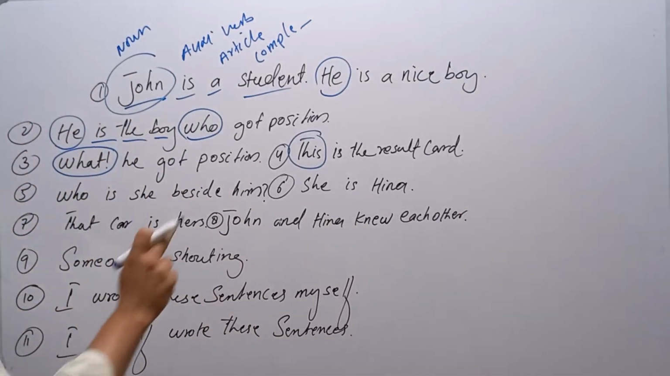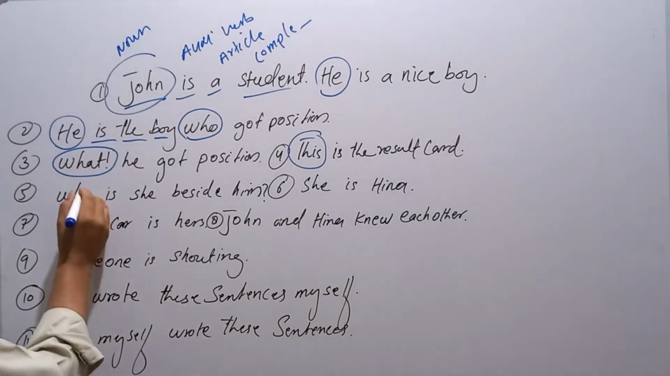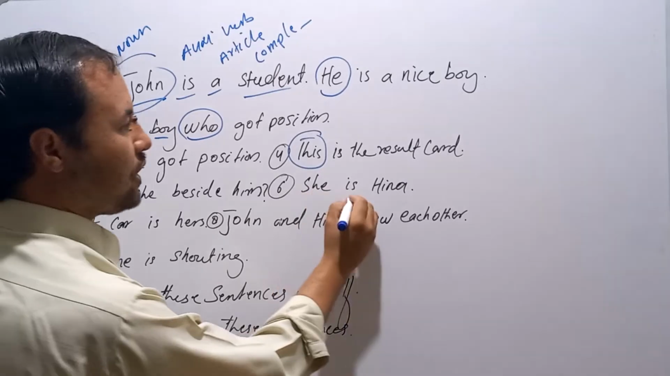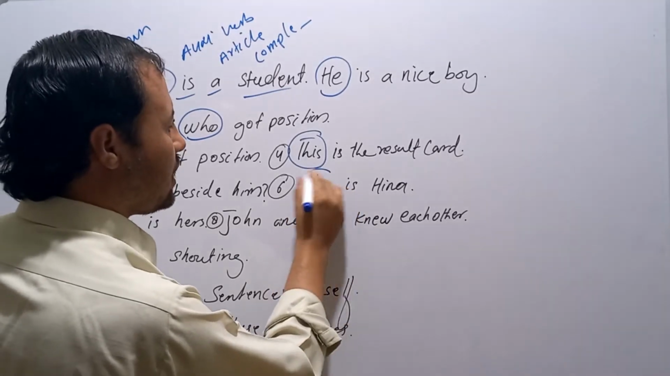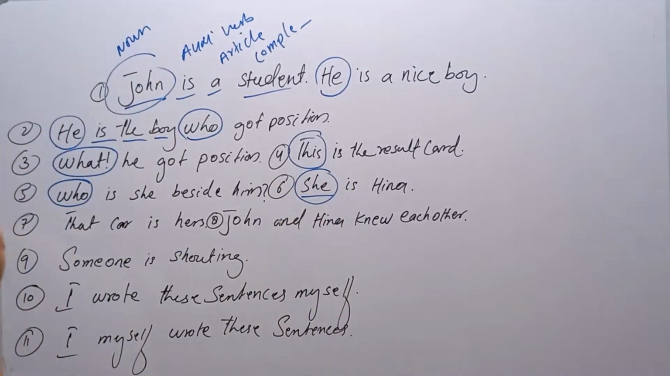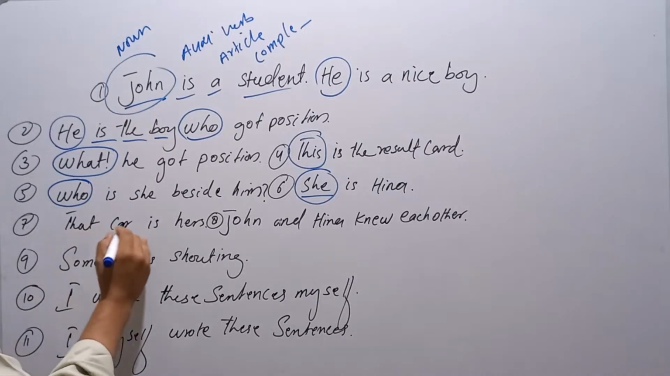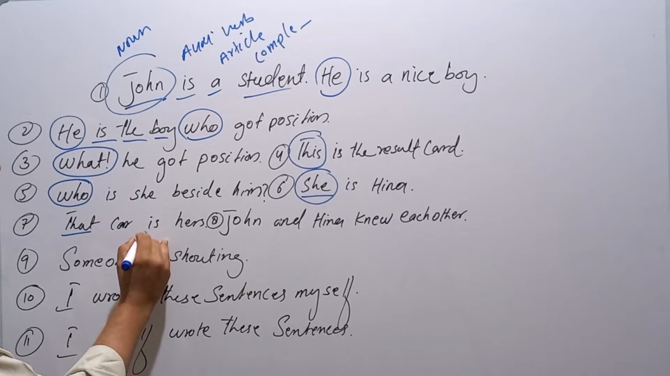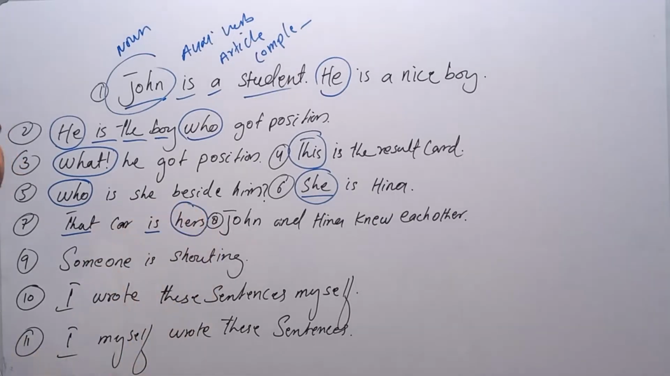Okay, who is she beside him? Once again, who is there? Who is also another pronoun. What kind of pronoun it is? She is Hina. She is also another pronoun. That car is hers. What is hers here? Hers is also one pronoun.